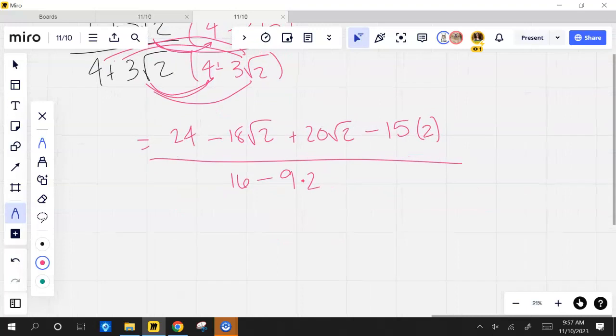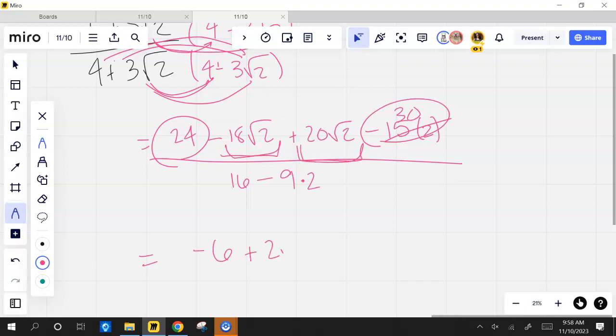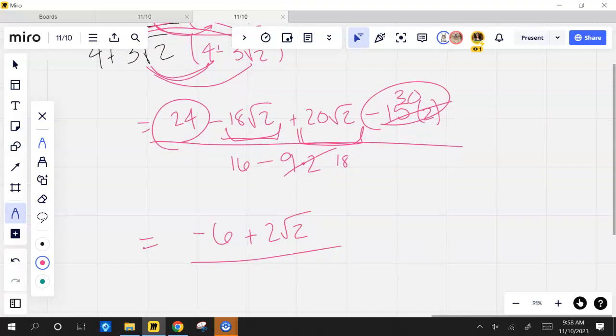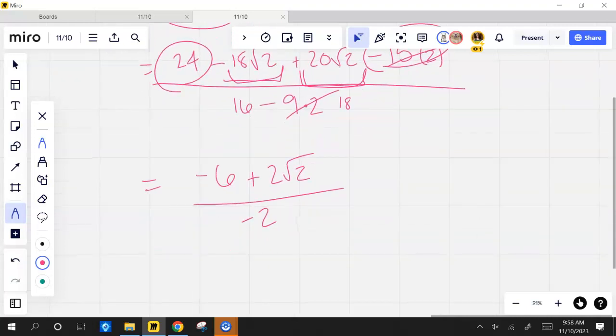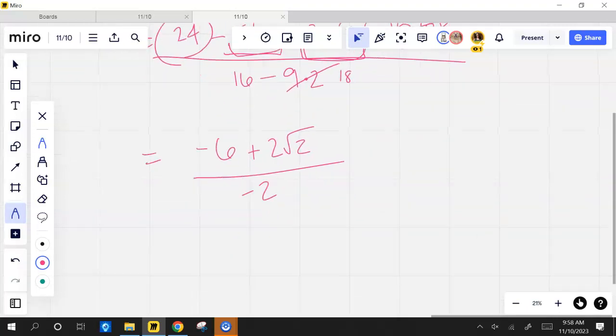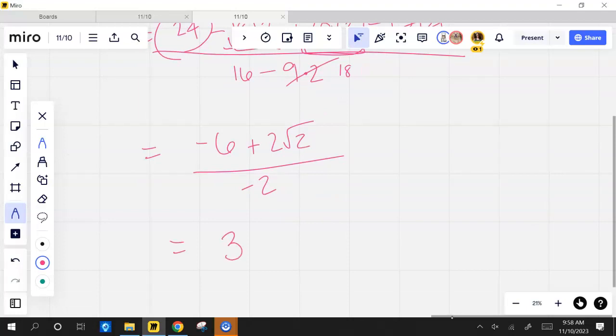All right, let's clean it up. This is 30. So 24 and negative 30, negative 6. Negative 18 root 2 and 20 root 2, 2 root 2. And on the bottom, this is 18. 16 minus 18 is negative 2. Everything's divisible by what? 2, right? Now I'm probably going to divide everything by negative 2 since it's a negative 2 in the bottom. So I would get positive 3 minus, that's right, square root 2. Okay.